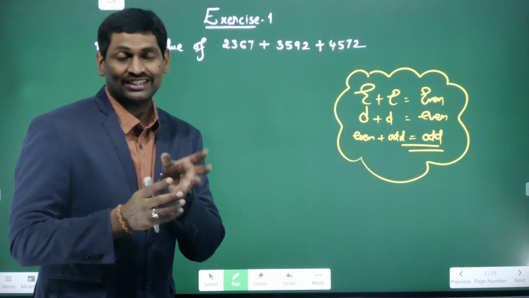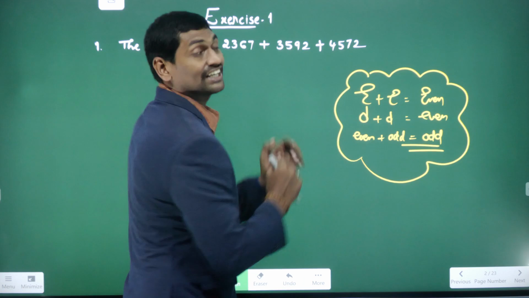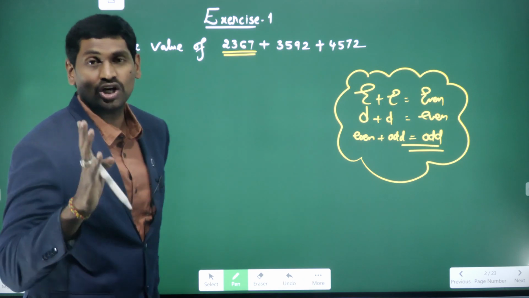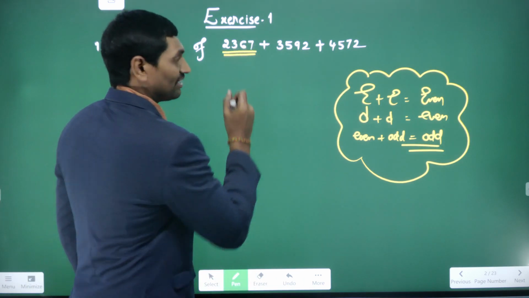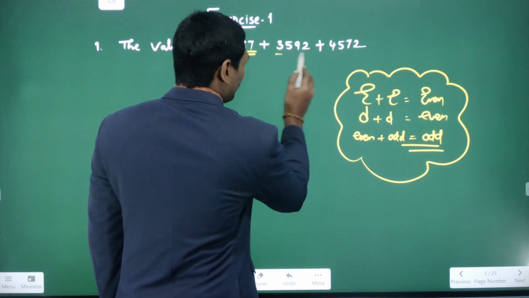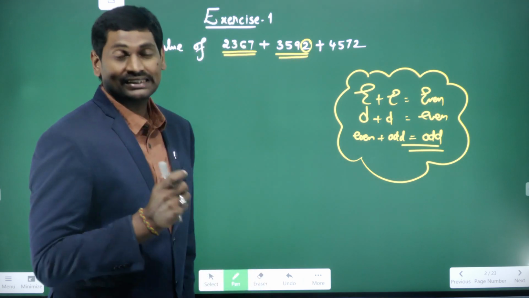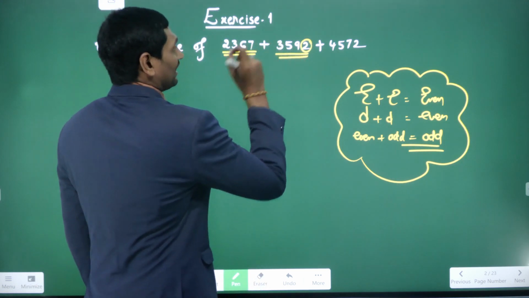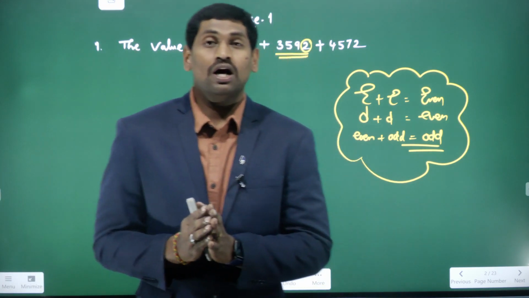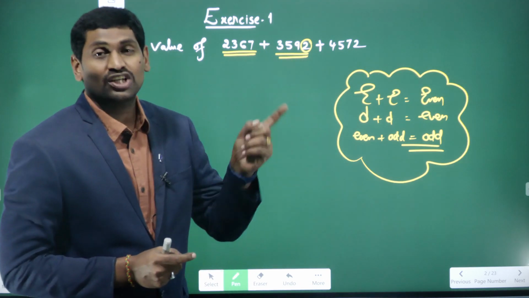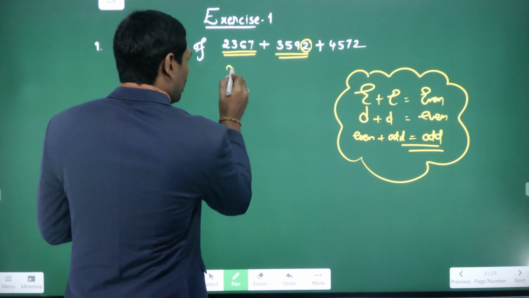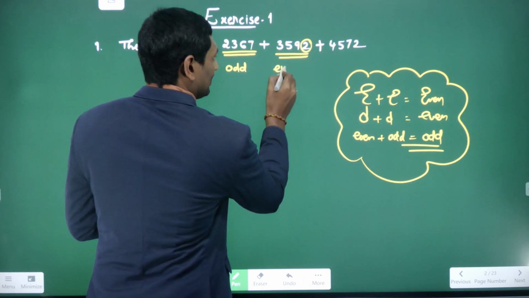Accordingly, let us try to solve the problem without adding these three numbers. First, check whether the first number is even or odd, because it ends with the digit 7, it is an odd number. The second one ends with the unit digit 2, so it is an even number. As we discussed, the numbers exactly divisible by 2 are called even numbers, and the numbers not exactly divisible by 2 are called odd numbers. So the first number is odd and the second number is even.